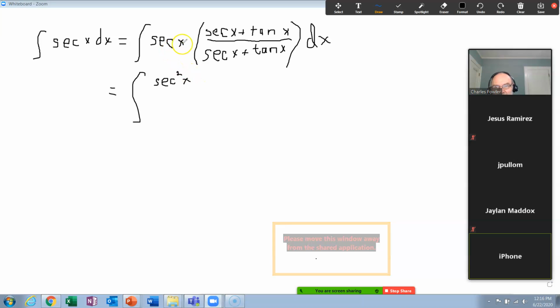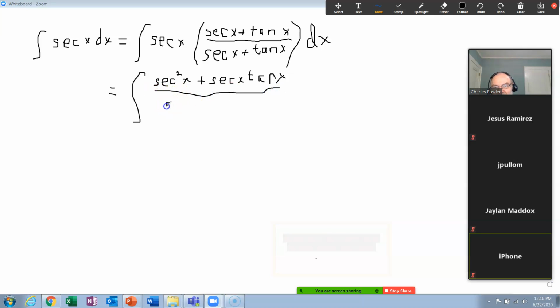So multiplying secant x by secant x is secant squared x. Multiplying secant x times tangent x just gives you secant x times tangent x. This is as slow as molasses. Okay, and all that is over, believe it or not, secant x plus tangent x.